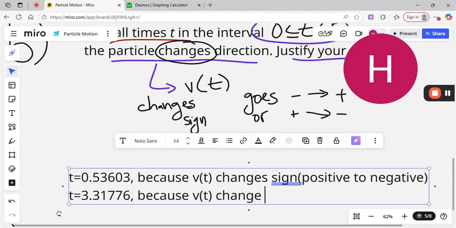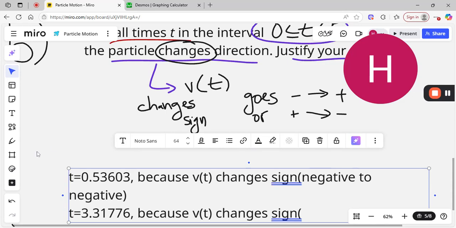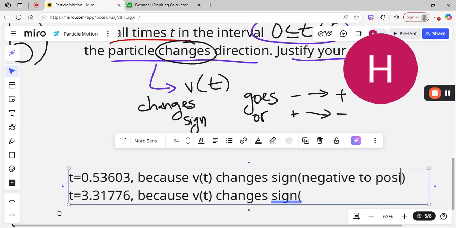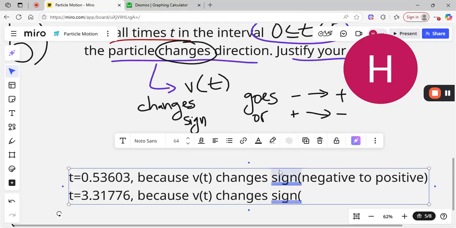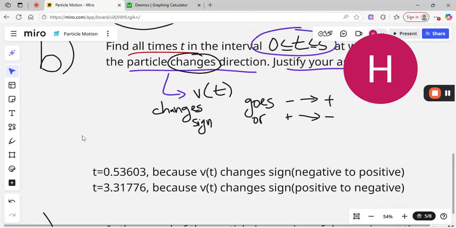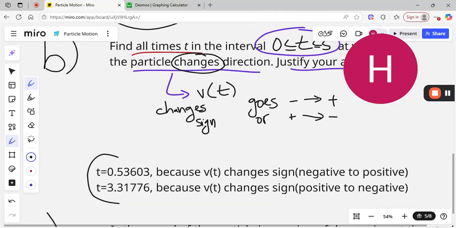Because v of t changes sign. Oh, and actually, I was talking about how it really reinforces that you understand the change in direction. It's negative to positive here. Let me just double check that. Yeah, it goes negative to positive, and then it goes positive to negative. Silly. All right. Cool. That does it. That is totally justified.